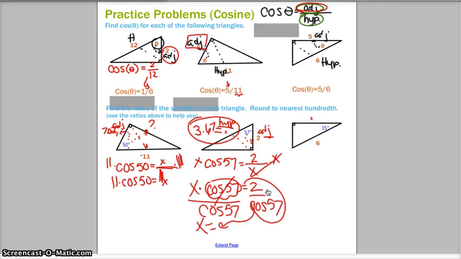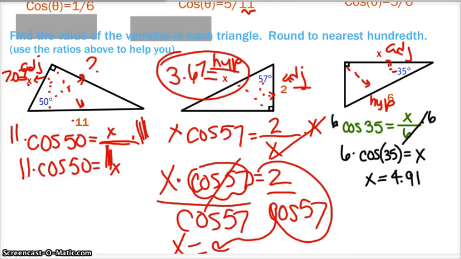Last one. Why don't you pause it, see if you can set it up, and then see if you can type it in. All right, so for the third problem, I ended up with an answer of 4.91 because the x value was the adjacent, the 6 was the hypotenuse. So when I set up my cosine of 35, the top of the fraction is always the adjacent value. The bottom of the fraction is always the hypotenuse. Just got x by itself, typed it in my calculator.